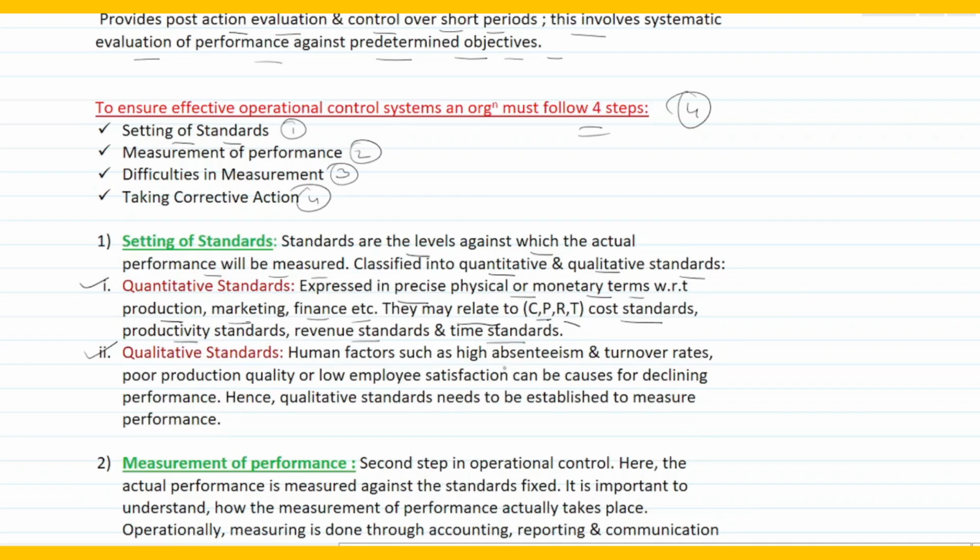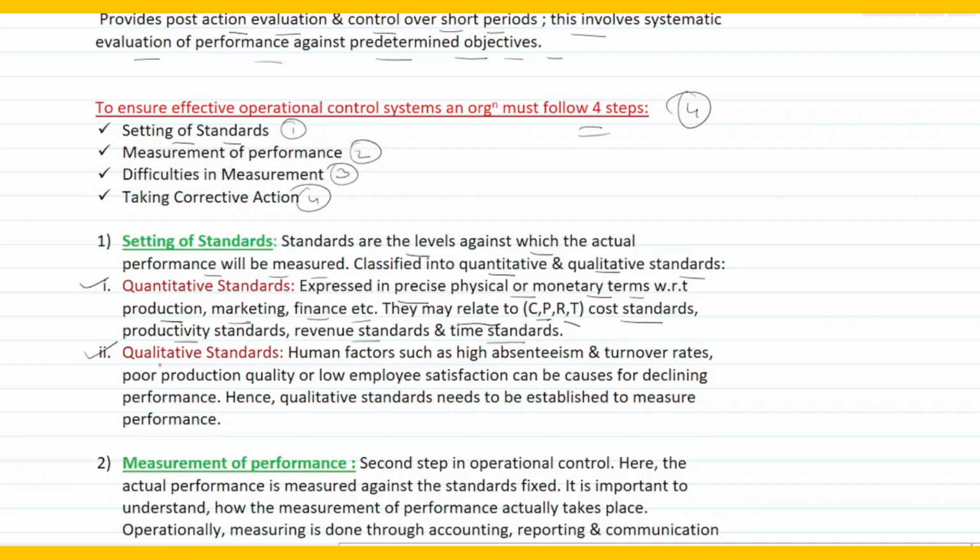Fine. So setting of standards basically is what? It is basically comparing the levels against which the actual performance will be measured. There are 2 types of standards. One is quantitative and the qualitative. When I talk about quantitative, it talks about something which is in physical or monetary terms with respect to what? Production, marketing, finance. That is the core or the operations. That's the very primary operations we are talking about. Because we are talking about operational control here, so we will talk about all the operational departments. So these are what? Production, marketing, finance, etc. And when I talk about quantitative standards, it may relate to 4 things. That is called a CPRT, that is cost standards, productivity standards, revenue standards, as well as the time standards.